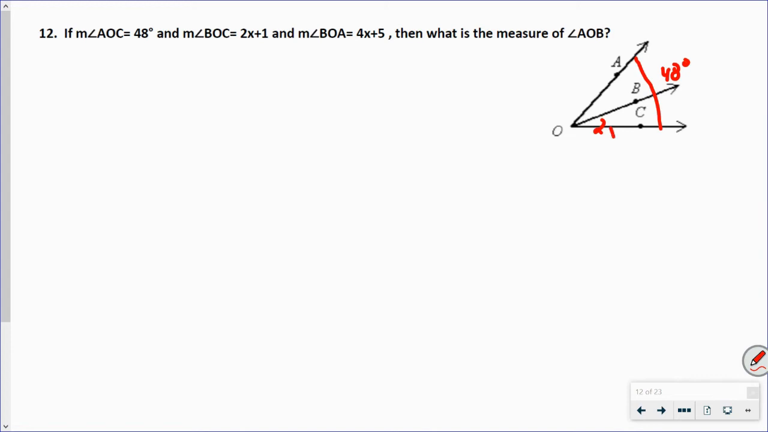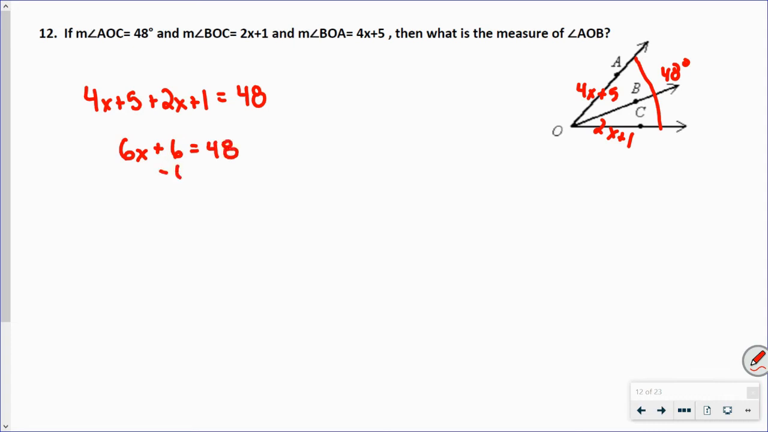BOC is 2x plus 1, and BOA is 4x plus 5. Okay, so now we've got some larger expressions in here. So we're still going to add the two parts, so 4x plus 5 plus 2x plus 1, so there's our two parts, equals the whole thing of 48. Combine your like terms, so 4x and 2x is 6x. 5 plus 1 is 6, equals 48. We can subtract 6. 6x equals 42. And when you take 42 divided by 6, you get 7.